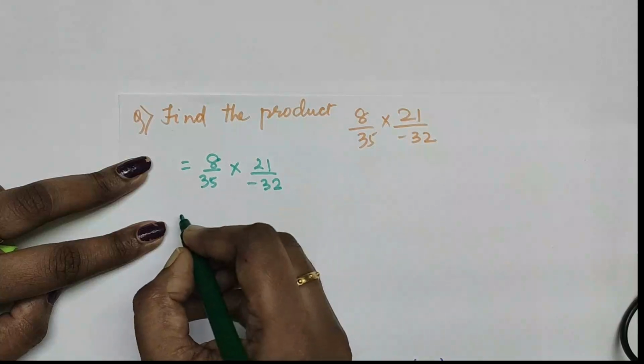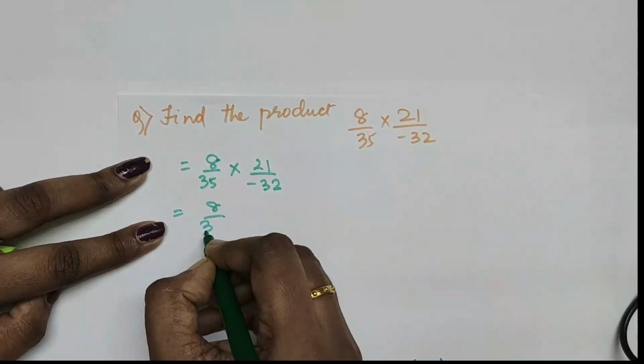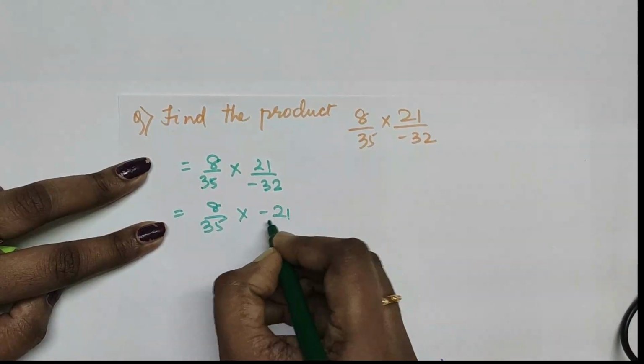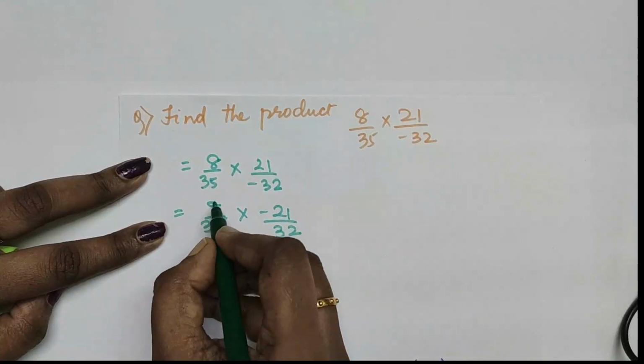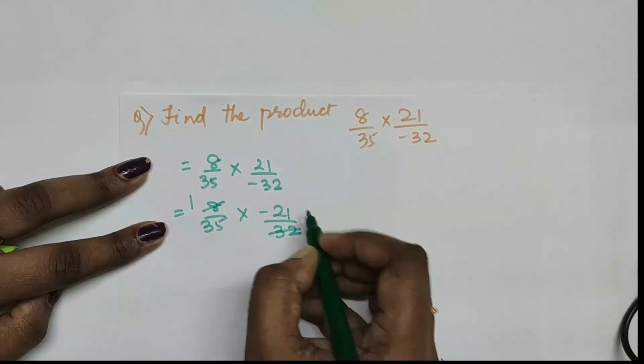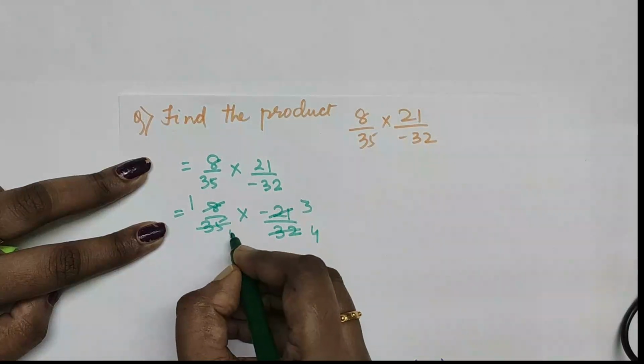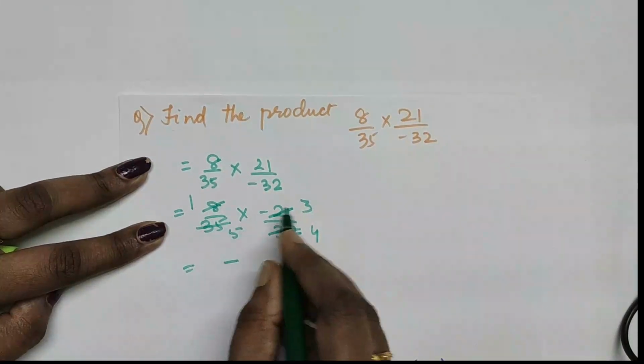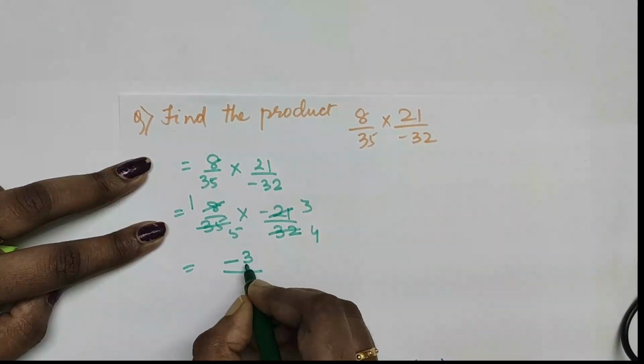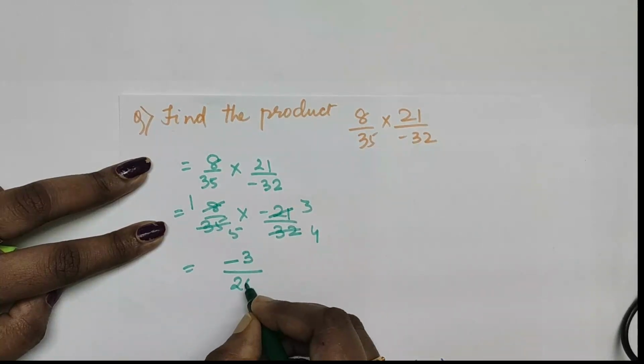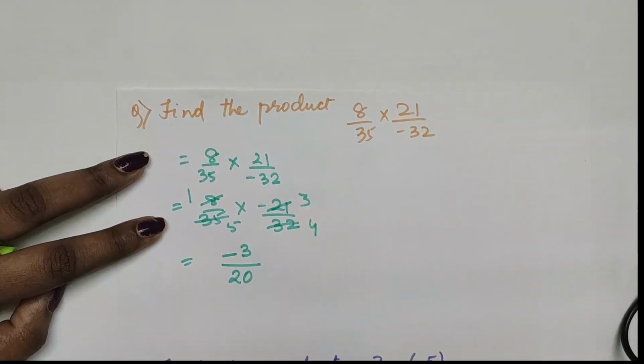So you know we have to multiply minus 1 and then it will change into minus 21 by 32. So 8 ones are and 8 fours are, 7 threes are and 7 fives are. So we are left with 1 into minus 3 into 5 into 4, that is 20. So this becomes our answer.